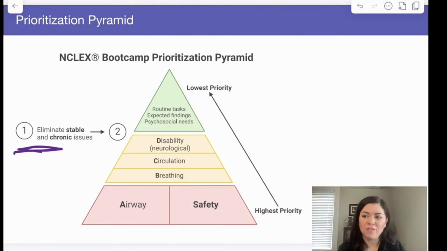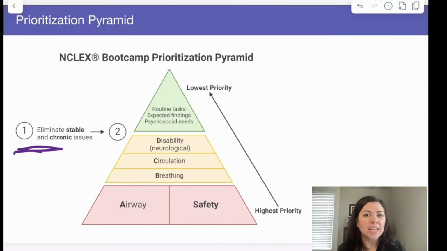Let me give you an example of those. A stable client is a client that perhaps has a sprained ankle and they have good pulses. There's nothing that would indicate that that client has any type of life-threatening risk or urgent need. Whereas a chronic issue might be a client with advanced COPD and a pulse oximetry reading of, let's say, 93%. Would we expect a client with advanced COPD to have a pulse oximetry reading of 93%? Yes or no? I'm saying yes. Typically, these clients are going to have much lower pulse oximetry readings than a client without any type of respiratory illness.